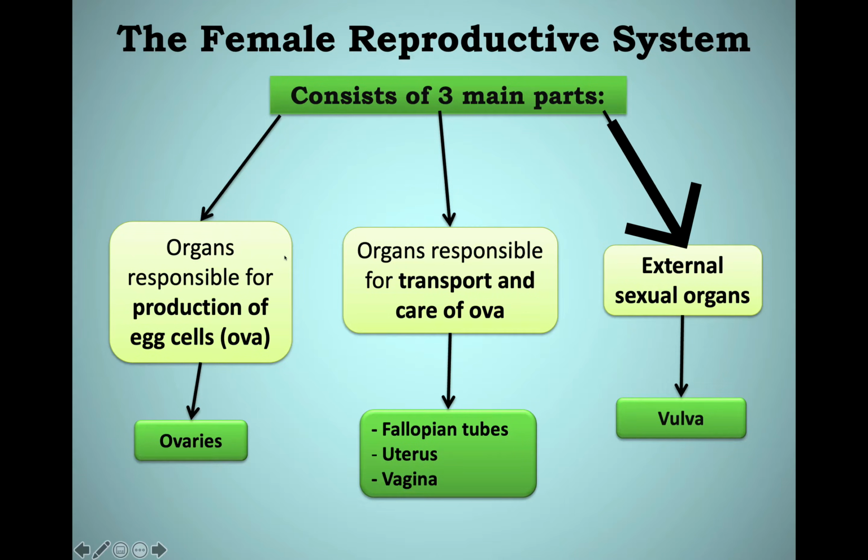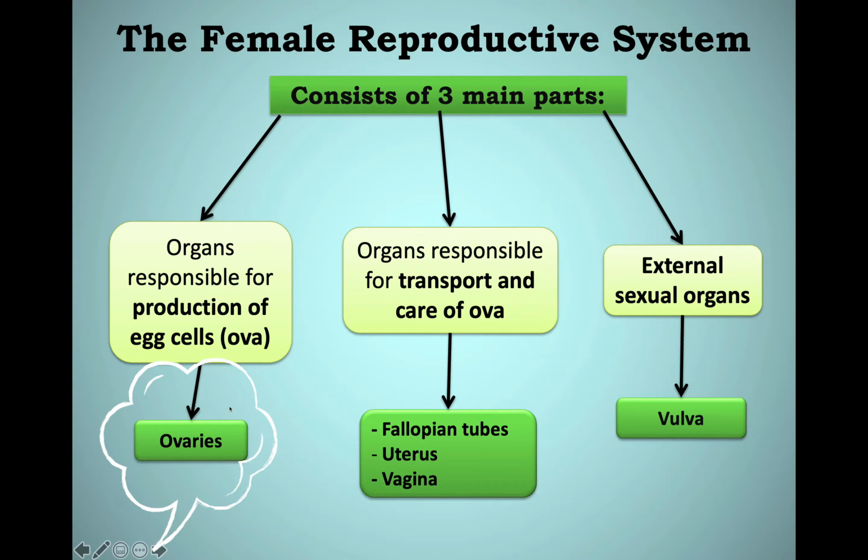Now, what are the organs responsible for the production of egg cells or ova? Yes, it is the ovaries. The ovaries are responsible for the production of our egg cells. And how many ovaries do we find in a female reproductive system? Very good. There are 2 ovaries.